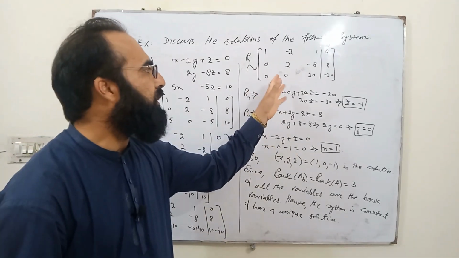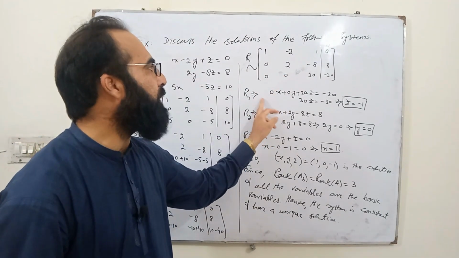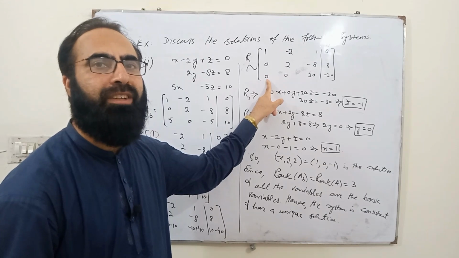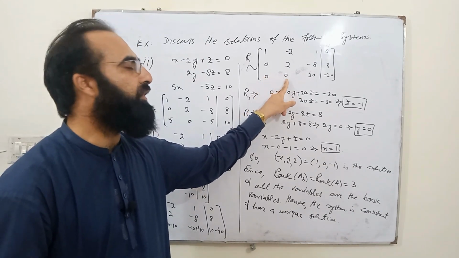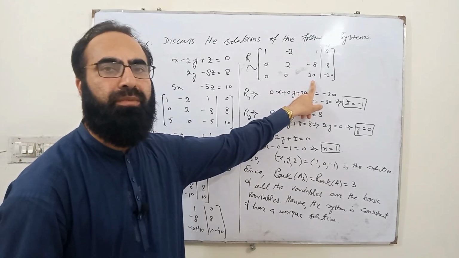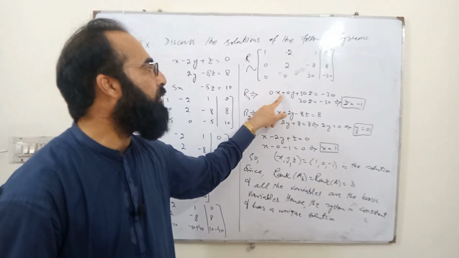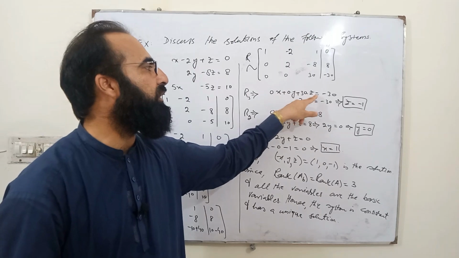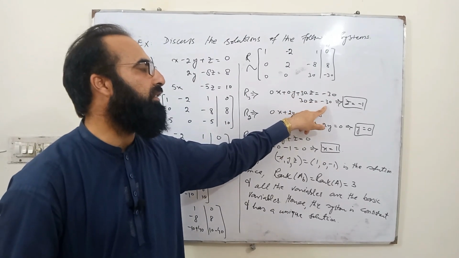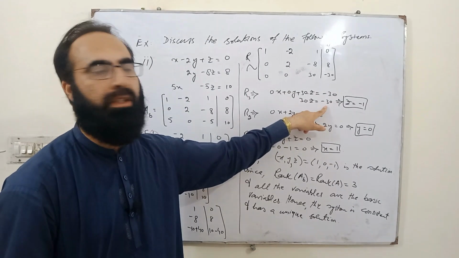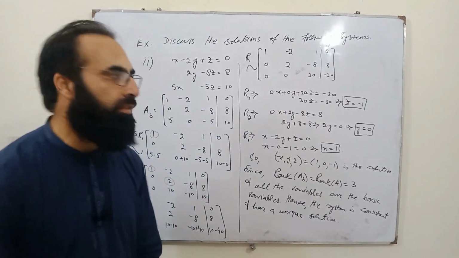So for the solution from the third row we obtain, since we know that these are the coefficients of x, y, and z, 0 into x plus 0 into y plus 30 into z is equal to minus 30. This gives us 30z equals minus 30. Divide both sides by 30, we will get z equals minus 1.